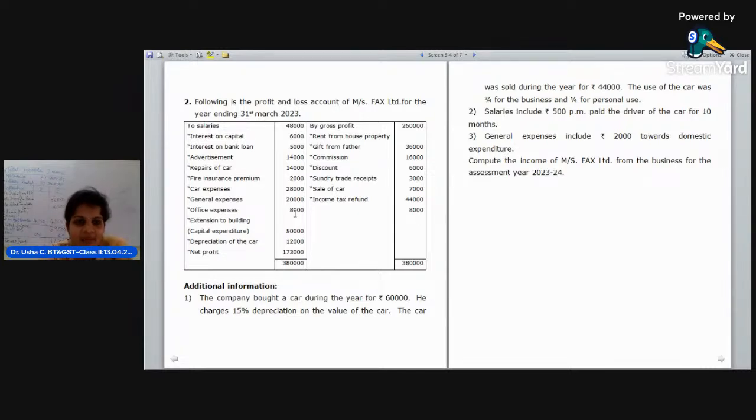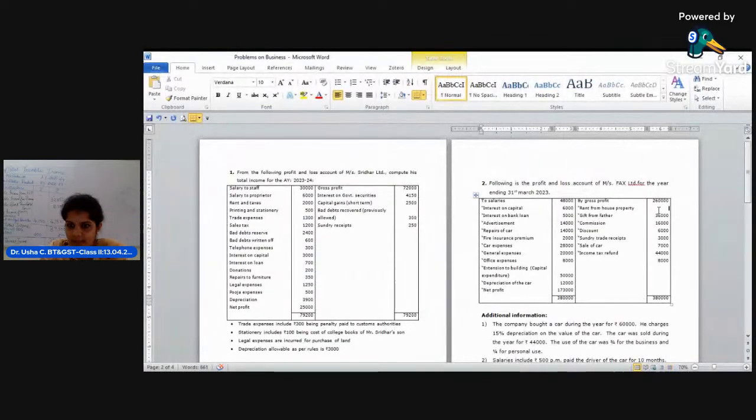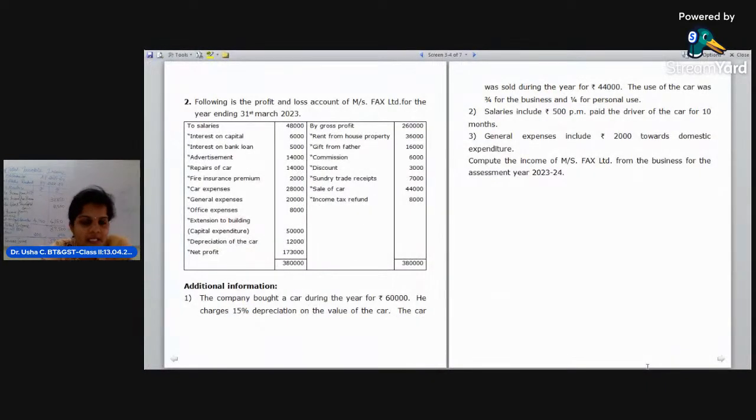Right side, they are given gross profit, 2,60,000. Then rent from house property, it is 36,000. Gift from father, 16,000. Commission, 6,000. Discount, 3,000. Sundry trade expenses, 7,000. Sale of car, it is 44,000. Then income tax refund, it is 8,000. These are all the information relating to the profit and loss account they have given.